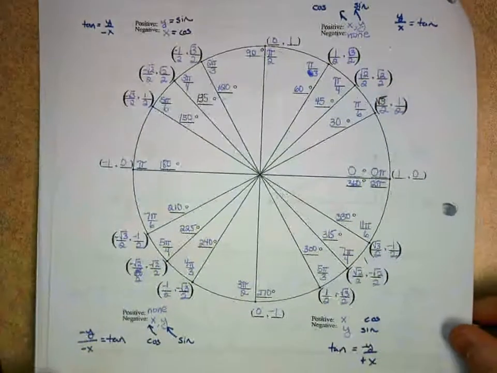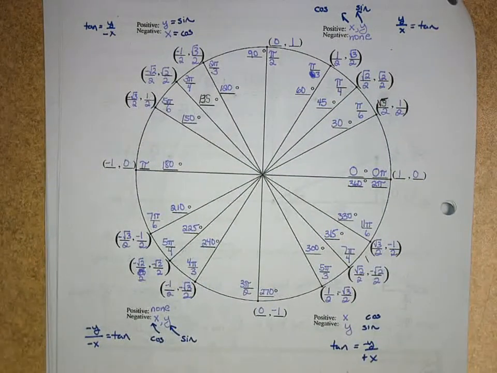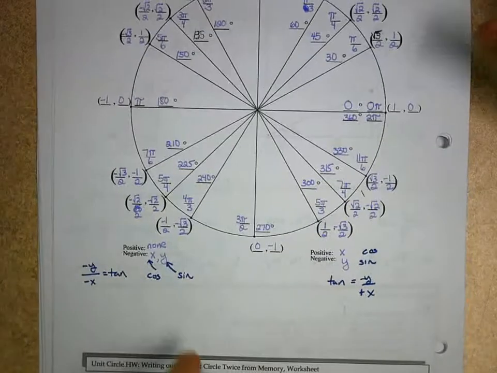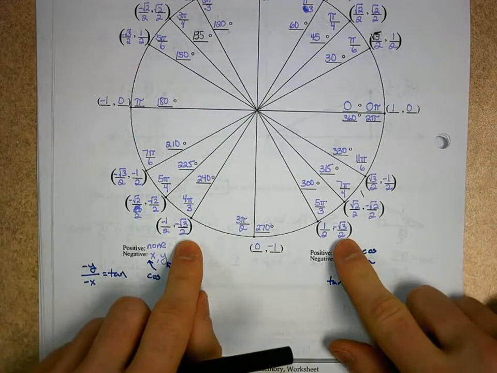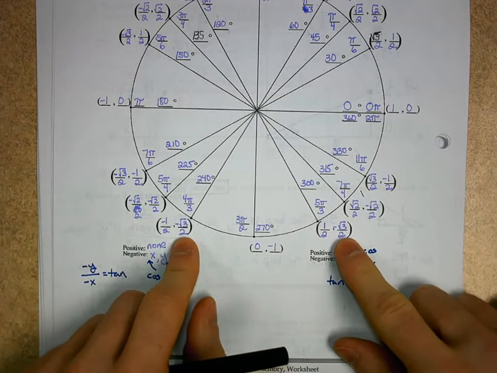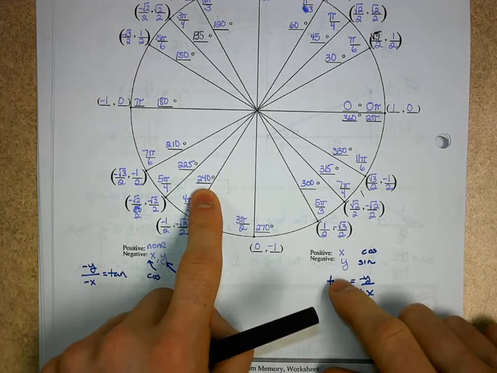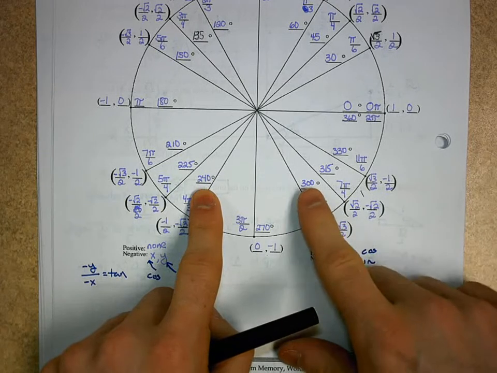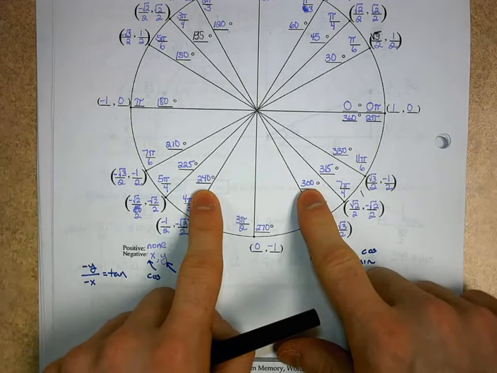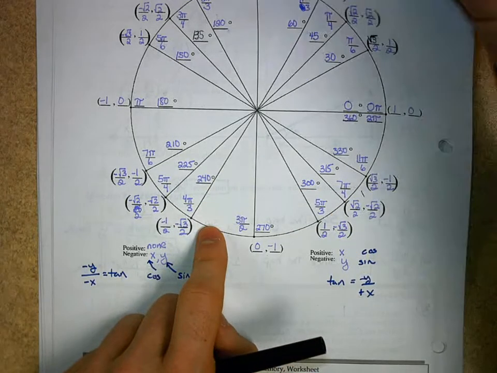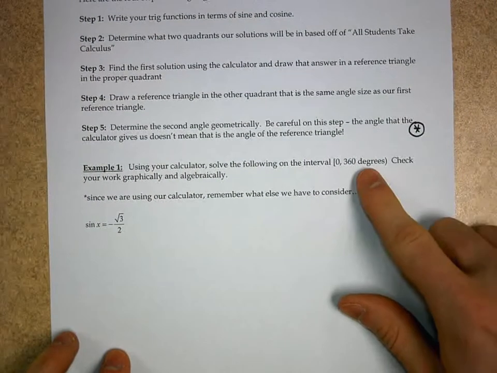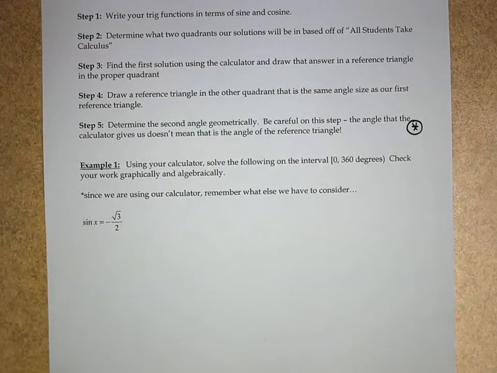If I go to my unit circle, I know sine is negative in the third and the fourth quadrant. So I'm going to look for that negative square root of 3 over 2 for my y values. And I can see right there, there's my negative square root of 3 over 2. So my answers should be 240 degrees, and they should be 300 degrees when it's all said and done, because those are my answers that are between 0 and 360.